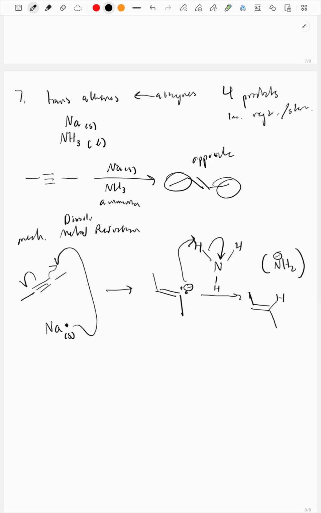NH2 looks like an amino radical. This is called an amino radical. We will form the amino radical on the side product for now, and we will still have that one electron. Now that one electron will react with another solid sodium with one electron. Combine. What will it do?